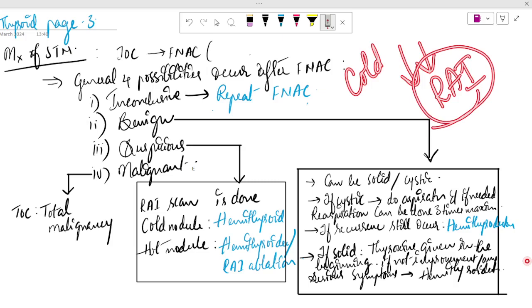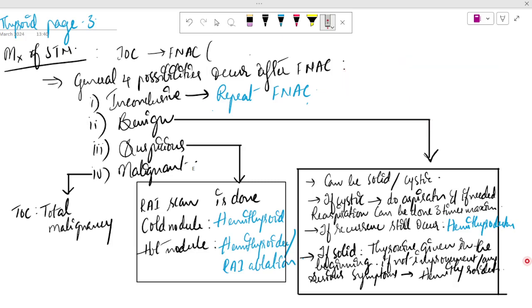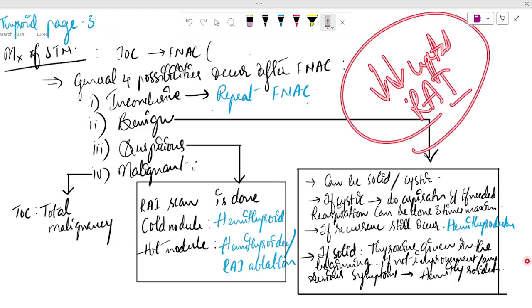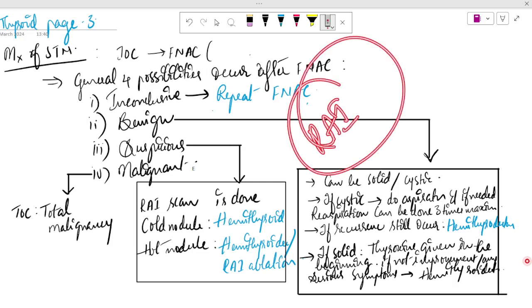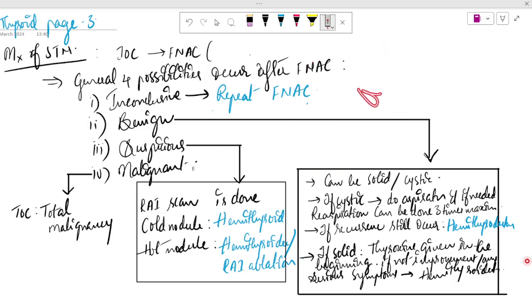Why is there decreased uptake of radioactive iodine? Because there is decreased trapping. Obviously, there is a decreased uptake of radioactive iodine. Now, if there is decreased uptake of radioactive iodine in a cold nodule, then how will you do radioactive ablation? If the tissue is not at all absorbing the radioactive iodine, then what is the point of conducting the radioactive iodine ablation? So you cannot do radioactive ablation in a cold nodule, right?